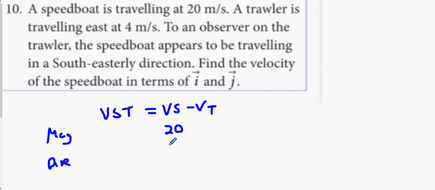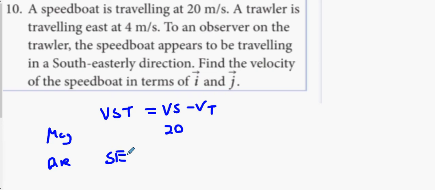Alright. That's the direction of the speedboat according to the trawler. So you're right, that is southeast. But that's VST, not VS. Sorry, give me a second. Oh, did I get this confused? Speedboat is travelling... yeah, I'm just going to run with this. We'll see if I'm right or wrong later.